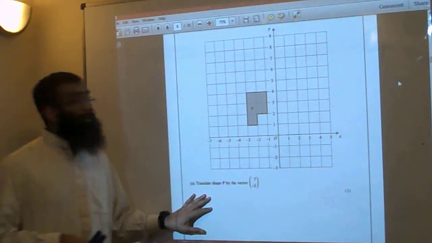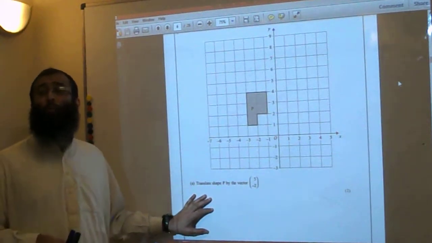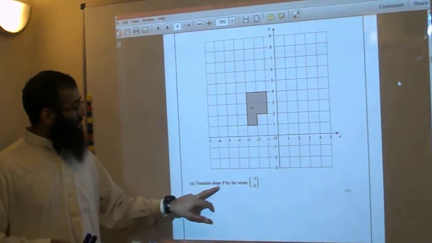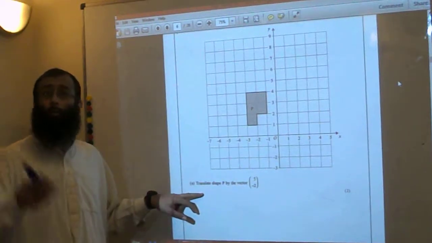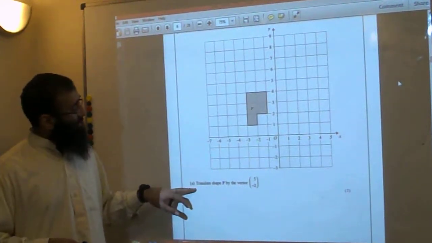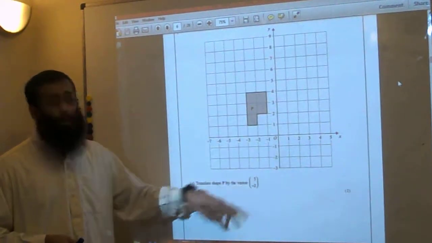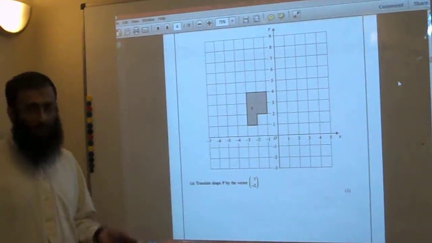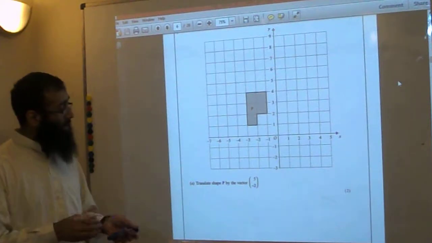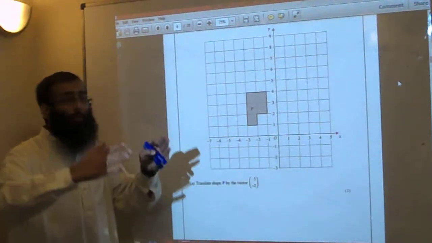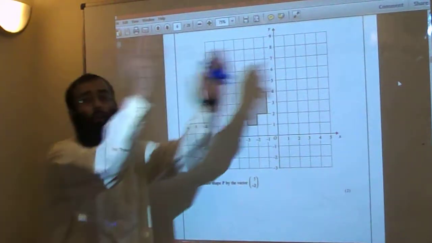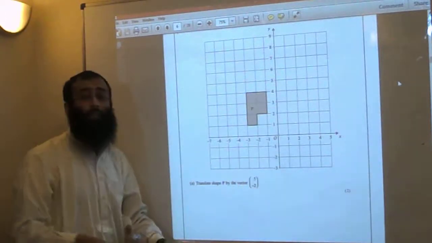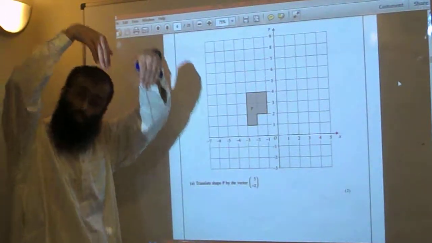So this particular question here is one of our transformation questions. Translate shape P, I'll read it out because I don't think it'll come out properly in the video. Translate shape P by the vector 5, minus 2. That is a translation question, which is the easiest question we can have on transformations. The first number indicates how much we're going to move the shape in the x direction. The second one shows how much we move it in the y direction.